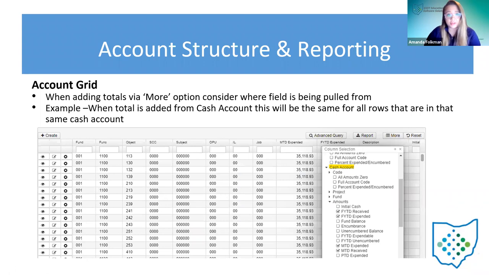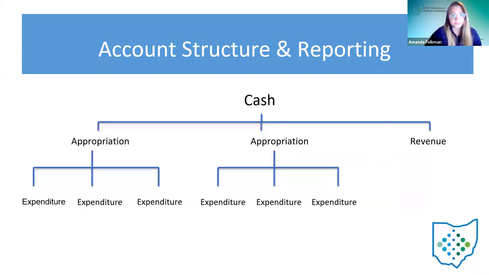And so just in the PowerPoint, here's an example of this account grid. So this is your expenditure grid. And then this shows that you have that category for the cash account and adding those totals. It also included this graphic of the account structure. I think there's something like this in the USAS manual as well.